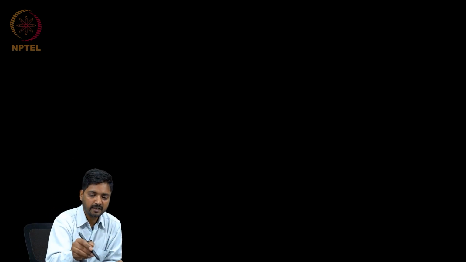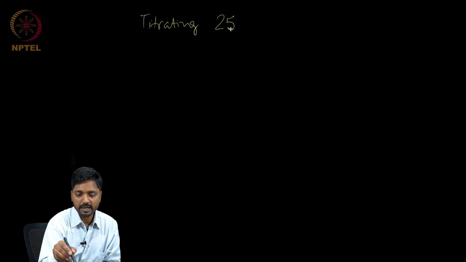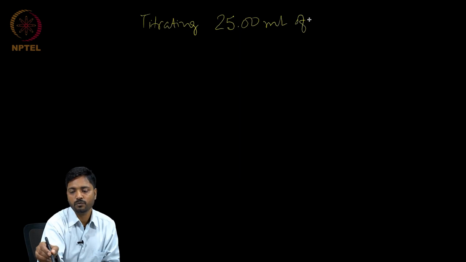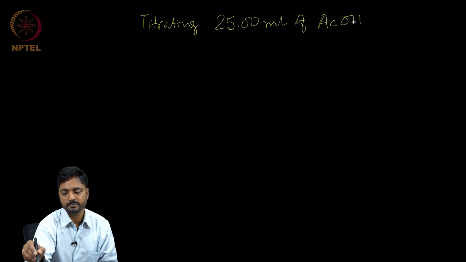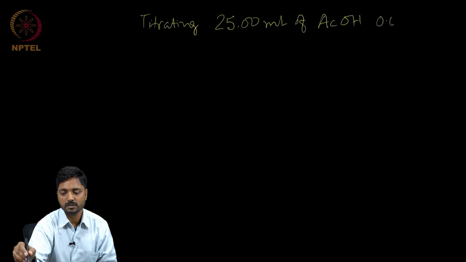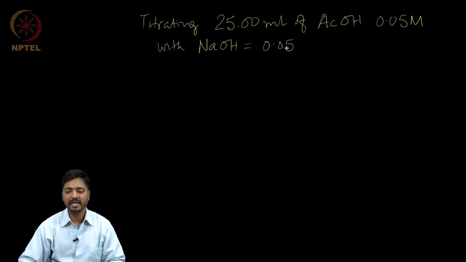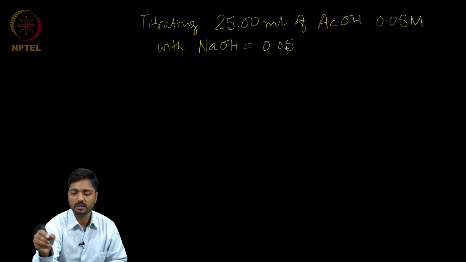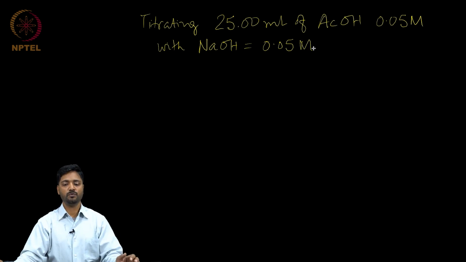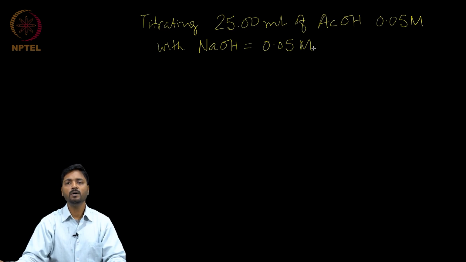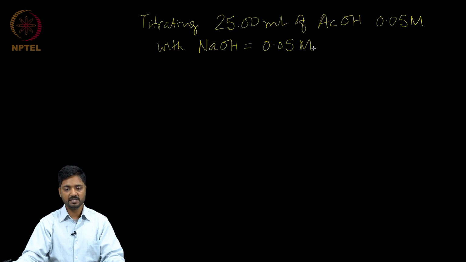In this case, what we are doing is we are titrating again 25.00 ml of acetic acid, and its concentration is again 0.05 molar, just to make quick comparisons. So, this we are titrating with sodium hydroxide of the same concentration, which is 0.05 molar. Now, when we are titrating a weak acid and a strong base, we need to consider three different equilibria that may be in existence.